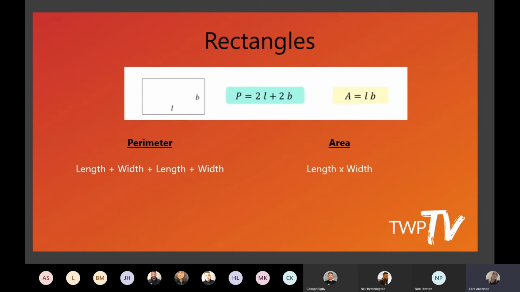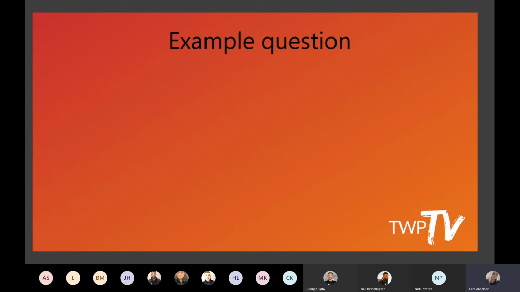With your area, you need to do your length times your width. So this one, you only need the 2 measurements because you're finding that area inside of this rectangle, not on the outside. So the perimeter, always remember the outside. Area is the bit in the middle.